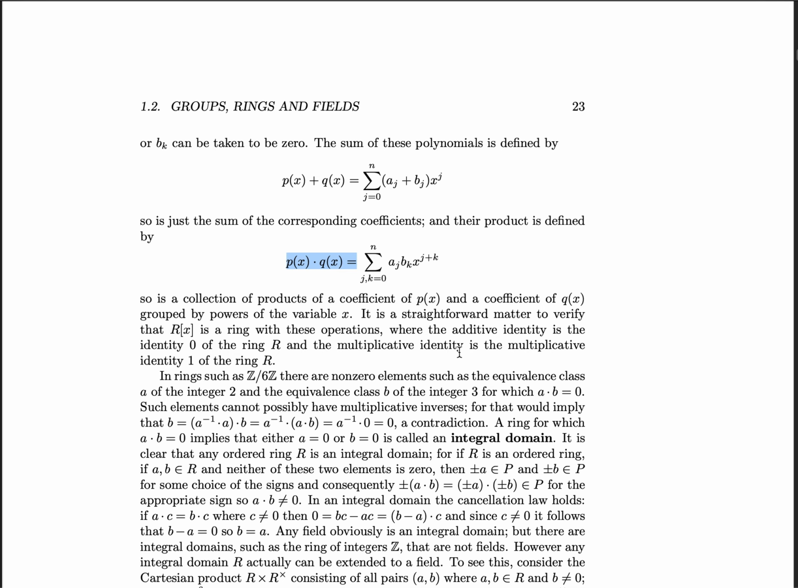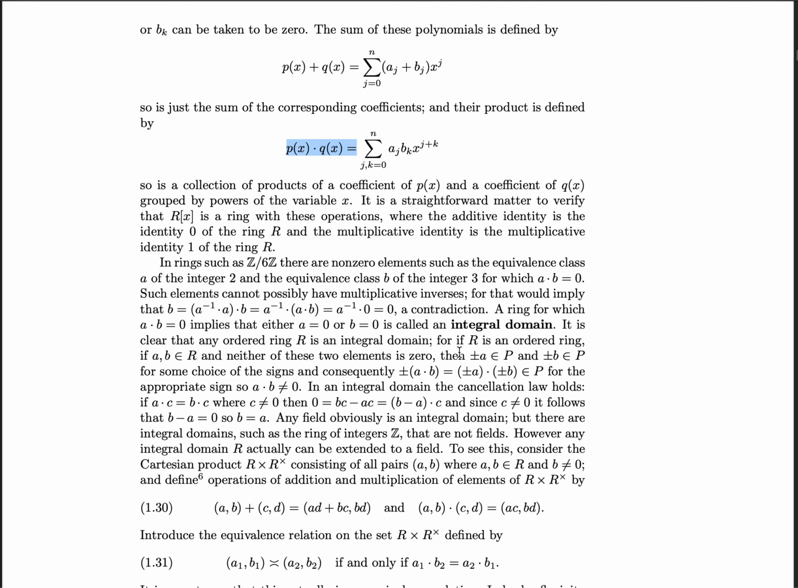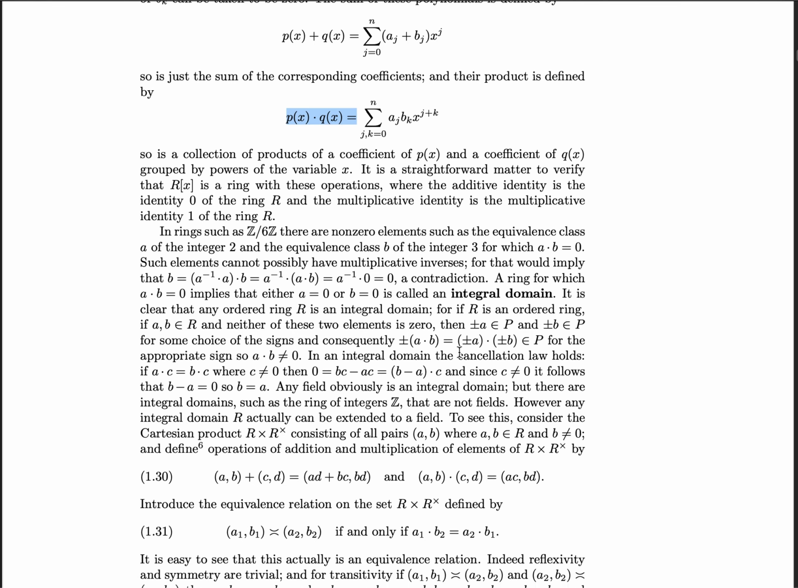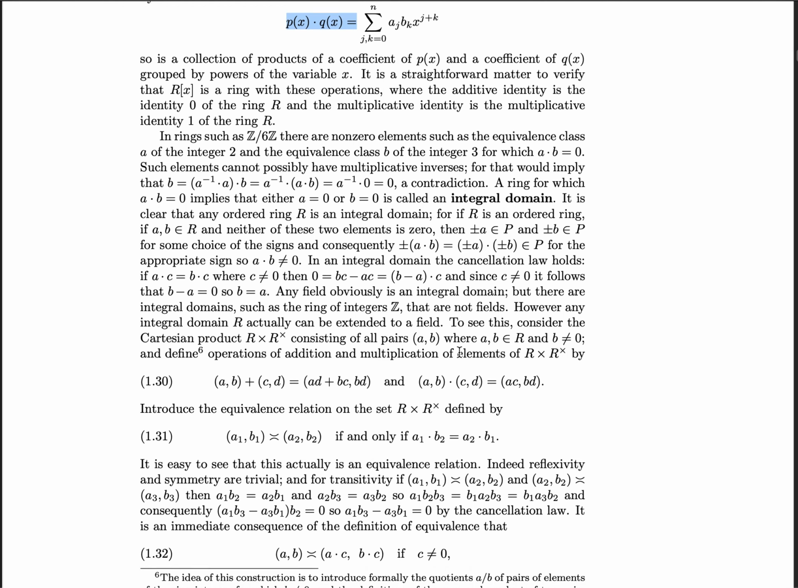It is easy to verify that these two operations will function as operations of addition and multiplication on the ring R[x]. In that ring, the additive identity is given by 0 of the ring R and the multiplicative identity is 1 of the ring R.